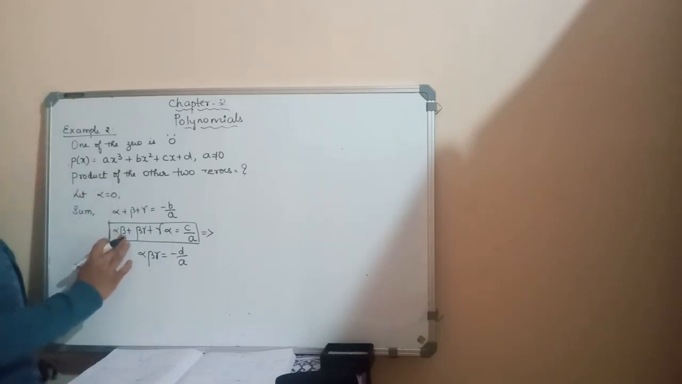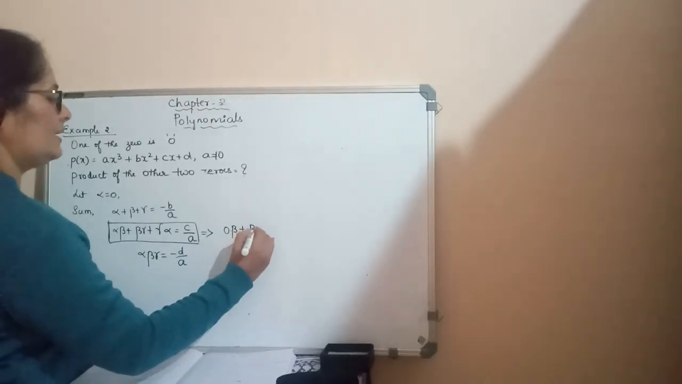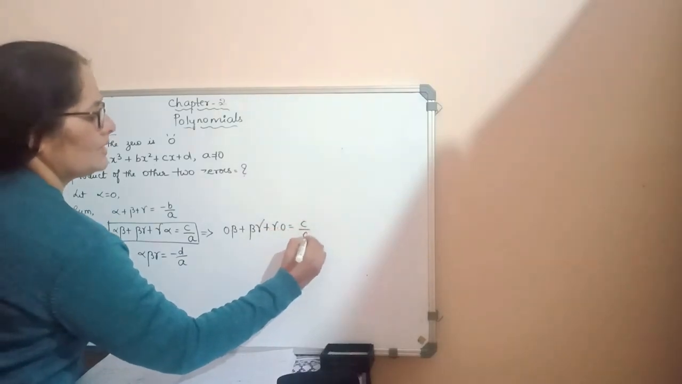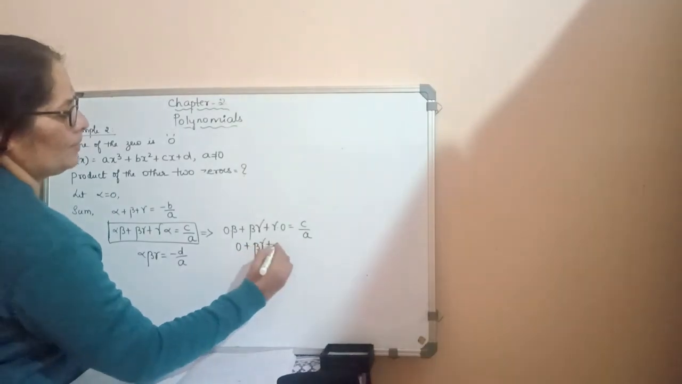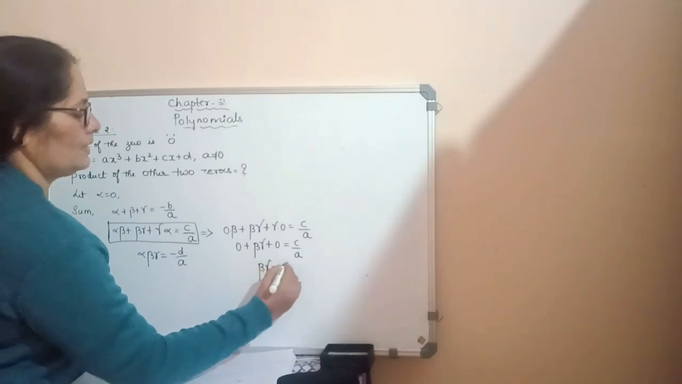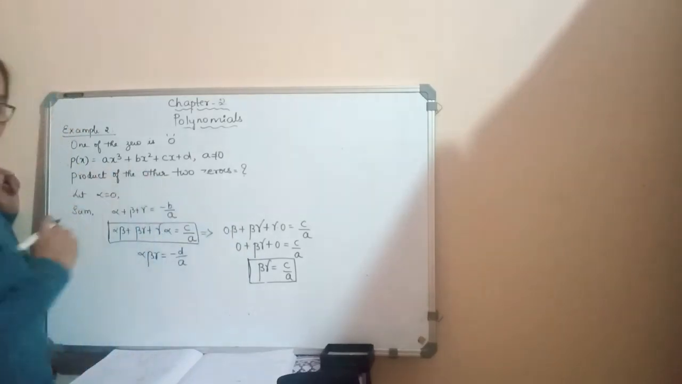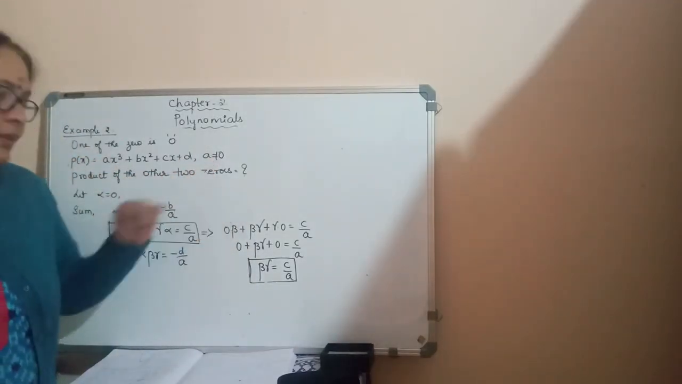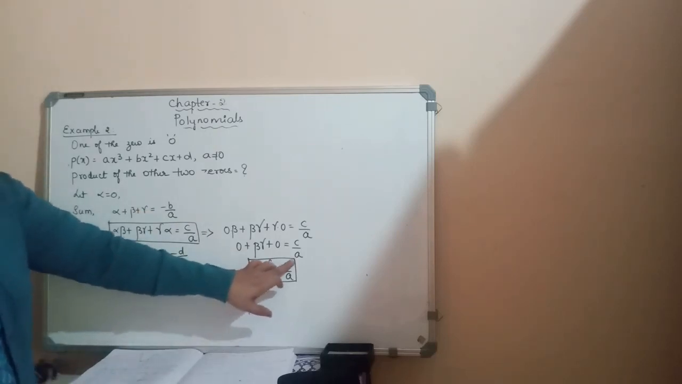So alpha beta, where one of the zeros is 0, plus beta gamma plus gamma alpha equals c by a. So which is 0 plus beta gamma plus 0 equals c by a. Therefore, the product of the zeros is c by a. So one more question will be asked in the board exam: one of the zeros is 0, find the product of the other two zeros. So the product of the other two zeros is c by a.